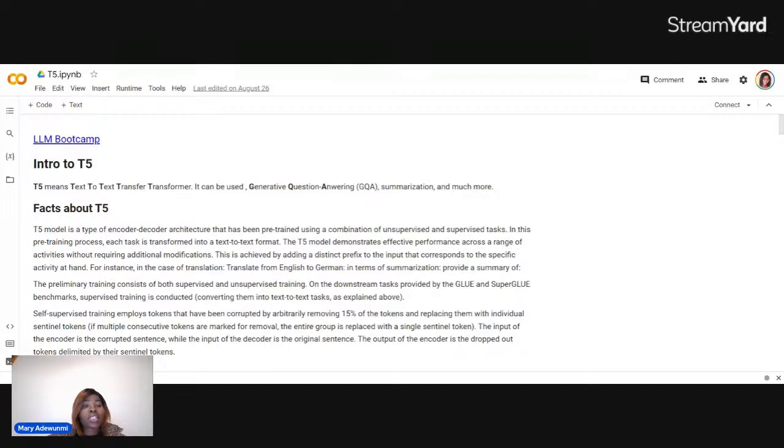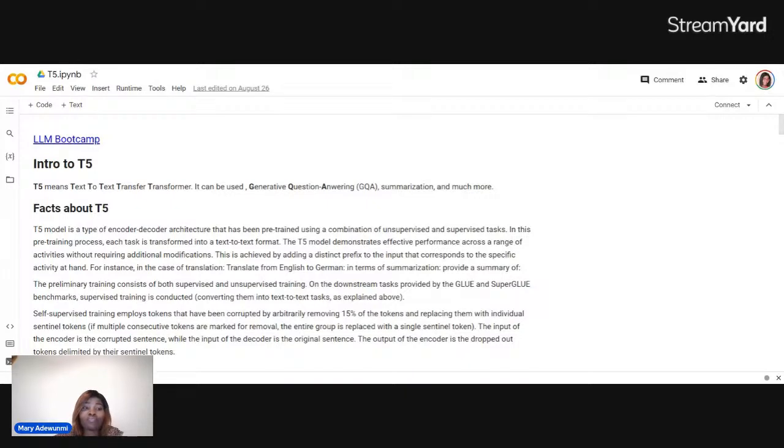So, what is T5? First, I will take T5. It means Text-to-Text Transfer Transformer. It can be used for many things: generative question answering, GQA, text summarization. It can be used for all manner of work.